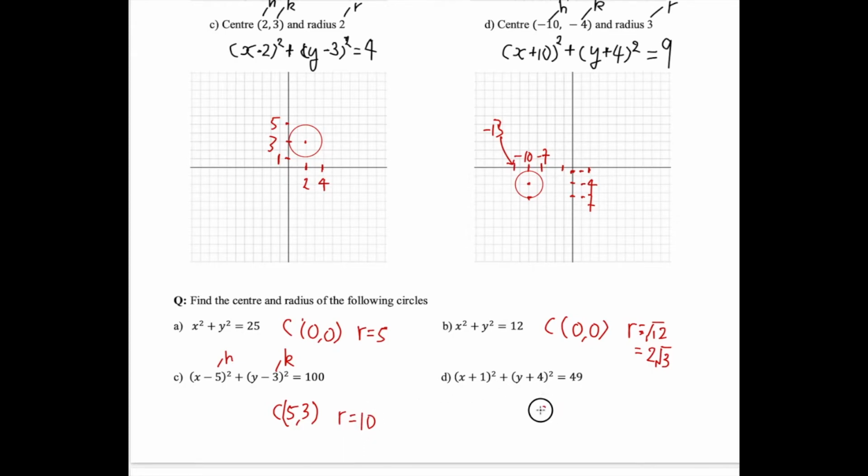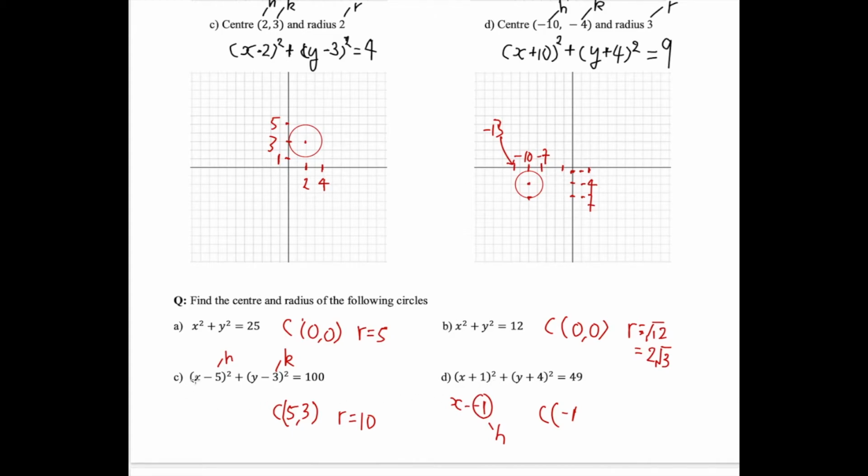Now here, the center. Now remember, it's x minus h, right? So in this case, it will be x minus 1, because this is x plus 1, right? So then this is the h. Okay, so the center would be minus 1. Another way to think of the center is, what value do I need to substitute for x in order for this thing to become a 0? So if x was minus 1, then the whole value inside the bracket would be 0.